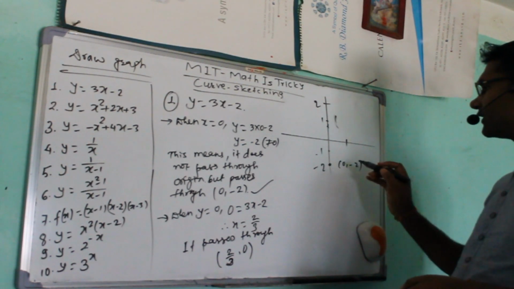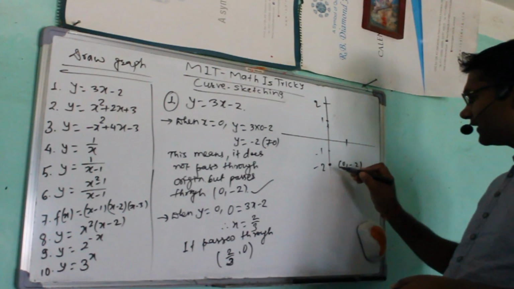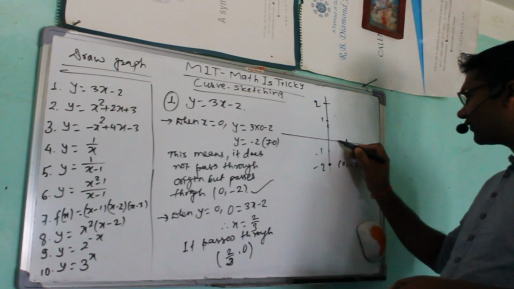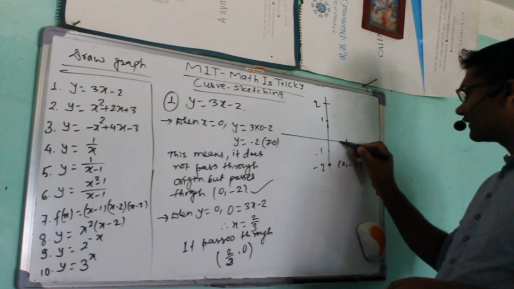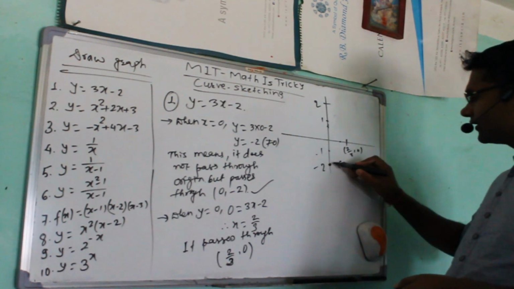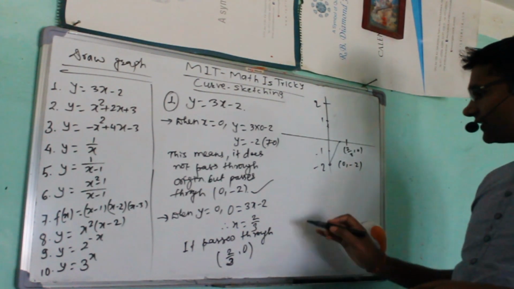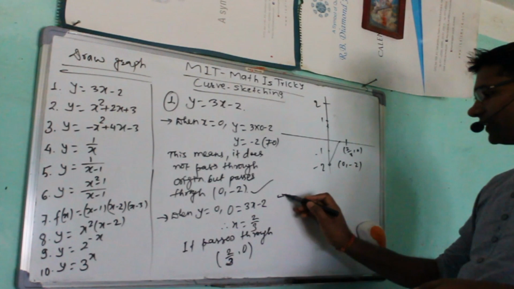1, 2 here, 1, 2, 1. So -1, -2. So 2/3 means more than half. It is half here, so somewhere here, (2/3, 0). So these are the 2 points. Let's join them. Now let's see here. Move to next step.